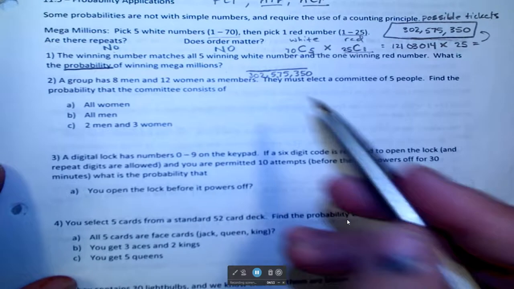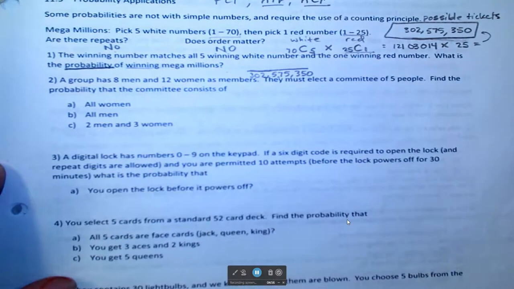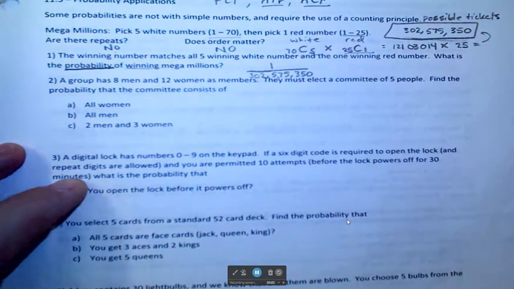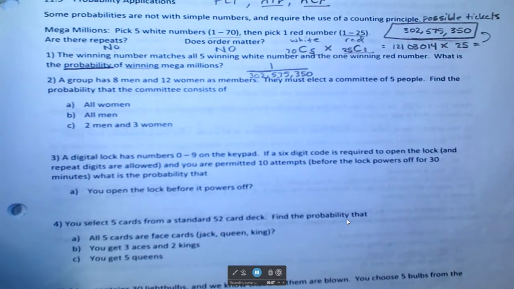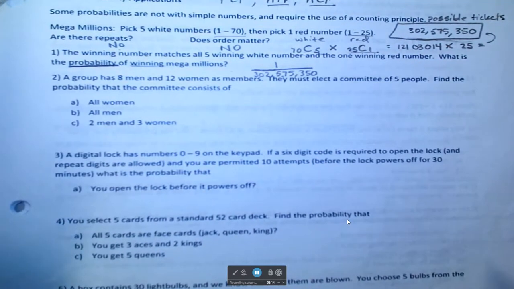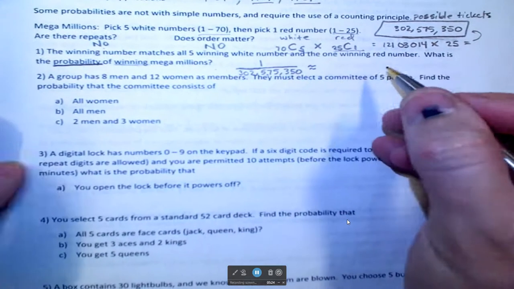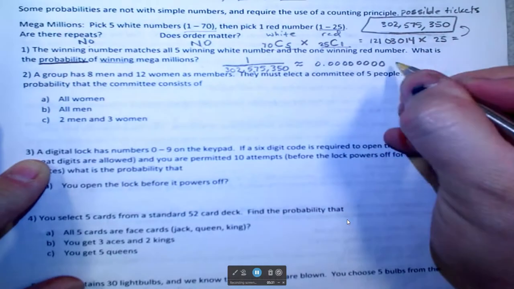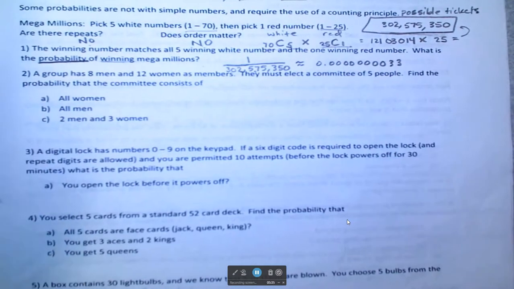Now, we want to know what the probability of winning is. So the question is, how many winning tickets are there for Mega Millions? And the answer is 1. There's 1 winning ticket for Mega Millions. So the probability of winning Mega Millions is 1 over 302,575,350. If I turn this into a decimal, I get 8 zeros, and 2 threes. So 0.0000000033. Okay?